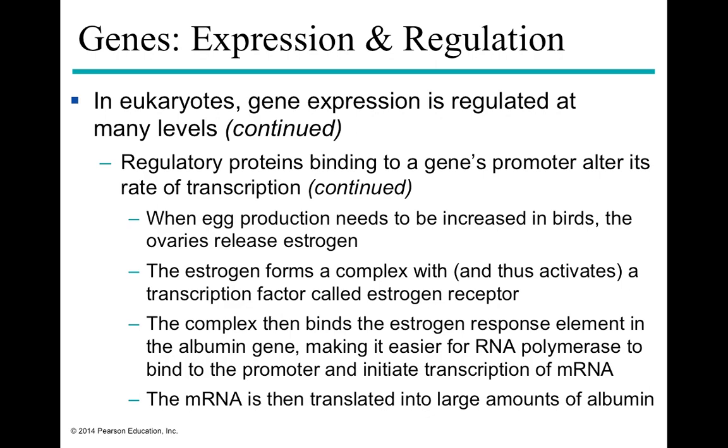All right, so another way that we can regulate gene expression is we can bind to the gene's promoter to alter the rate of transcription. So for example, in birds, if we have to increase egg production, the ovaries are going to release estrogen. Estrogen binds to a transcription factor called an estrogen receptor. That estrogen receptor binds to an estrogen response element in the albumin gene.